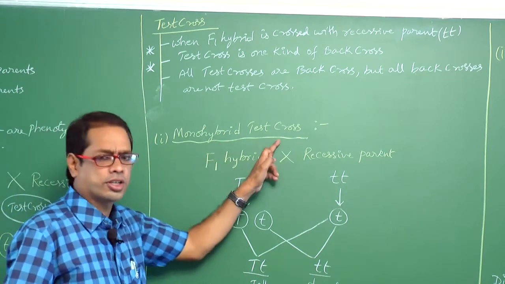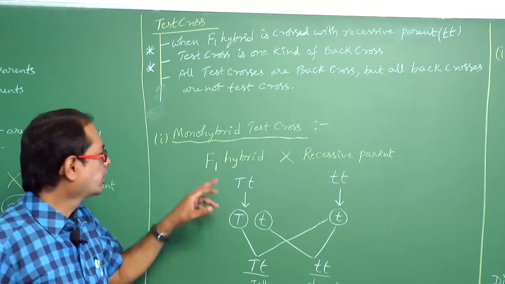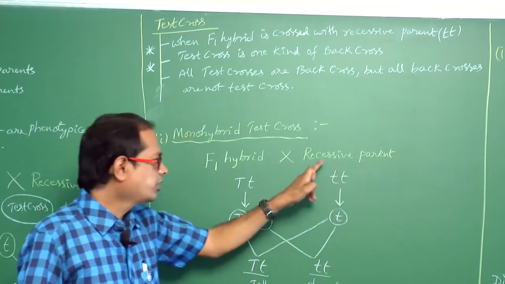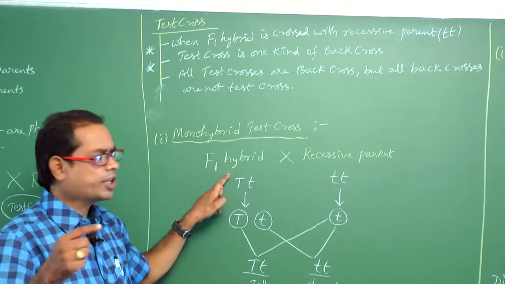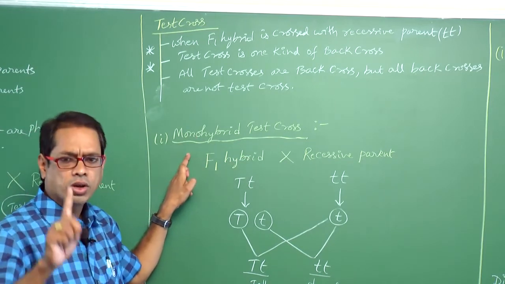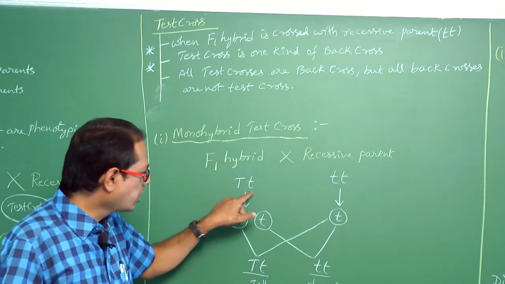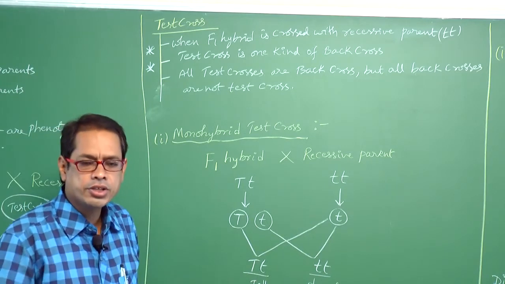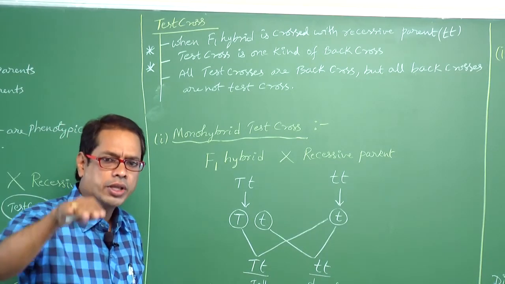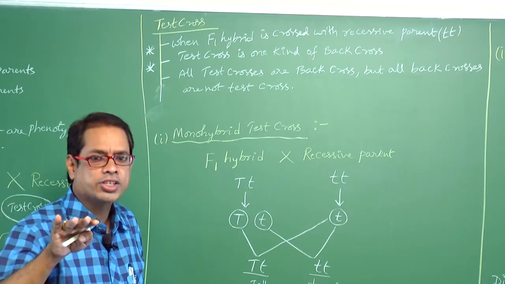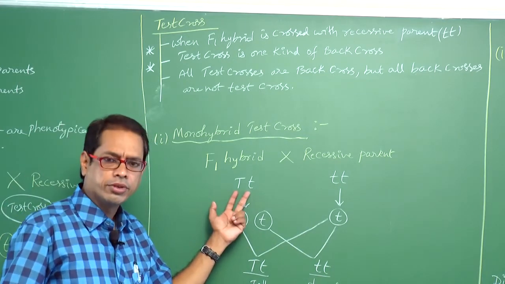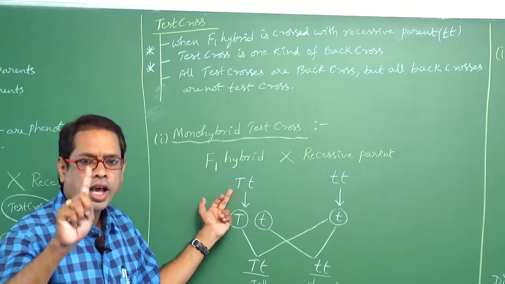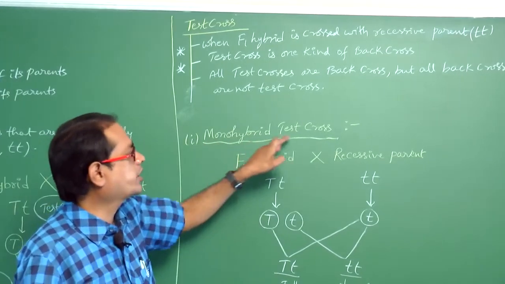Right. Monohybrid test cross. This one we already know. F1 hybrid is crossed with recessive parent. One hybrid is there, no? That's why it is called monohybrid. Mono means one. Hybrid means two alleles are different. One will be the dominant, other will be the recessive. That will be called hybrid. How many hybrids are there? These two alleles together call one hybrid. That's why it is called monohybrid test cross.